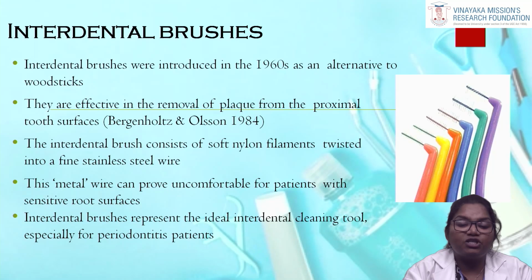Moving on to the interdental brushes. So interdental brushes were introduced in the 1960s as an alternative to wood sticks. They are effective in the removal of plaque from the proximal tooth surfaces. The interdental brush consists of soft nylon filaments that have been twisted into fine stainless steel wire. The metal wire can prove to be uncomfortable for patients. So interdental brushes represent the ideal interdental cleaning tool, especially for periodontitis patients.